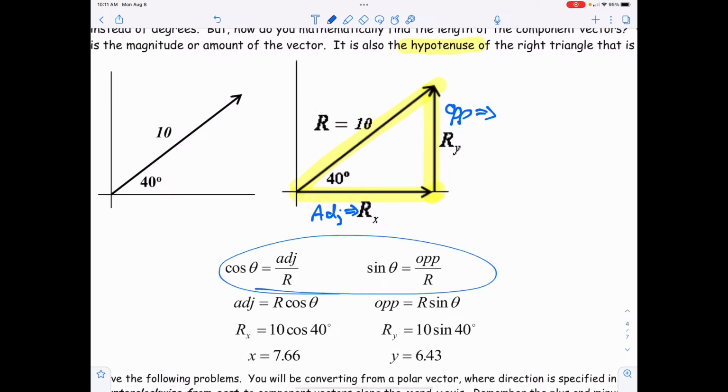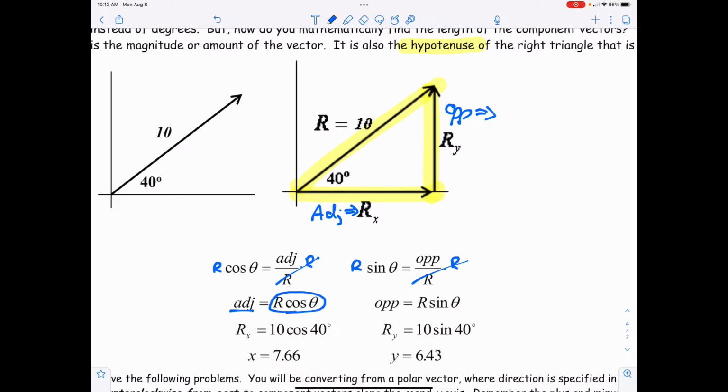And you can see that represented in these two equations here. In both cases, we would simply multiply both sides by R, and you have your equation right here. The adjacent side of a triangle is always going to be r cosine theta. The opposite side of the triangle is always going to be r sine theta.